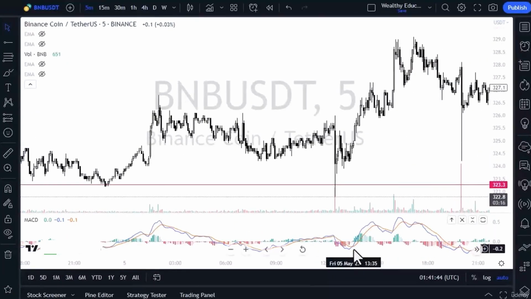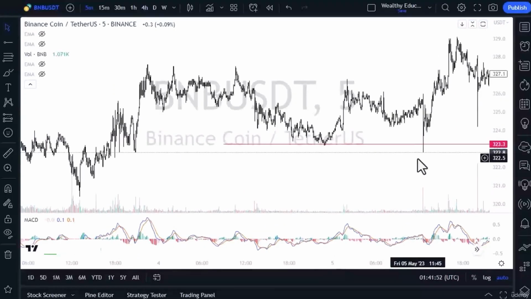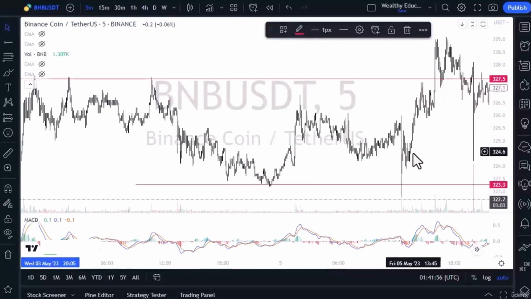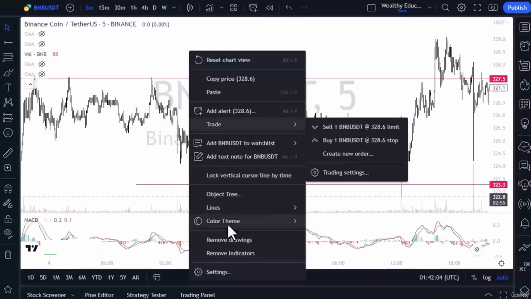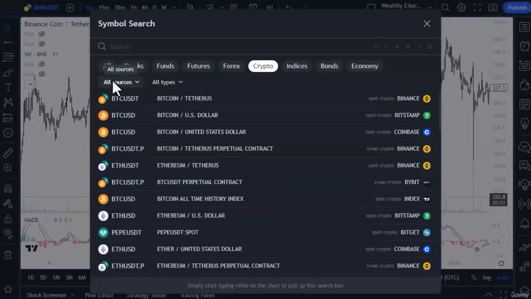So you could have taken somewhere around here. Your stop loss would be behind this massive candle here that broke through it. And then you start to look at potential targets. There's an obvious one there. So you get in about there, you take that target, you put your stop loss down here. So let's go ahead and take a look at another coin here.